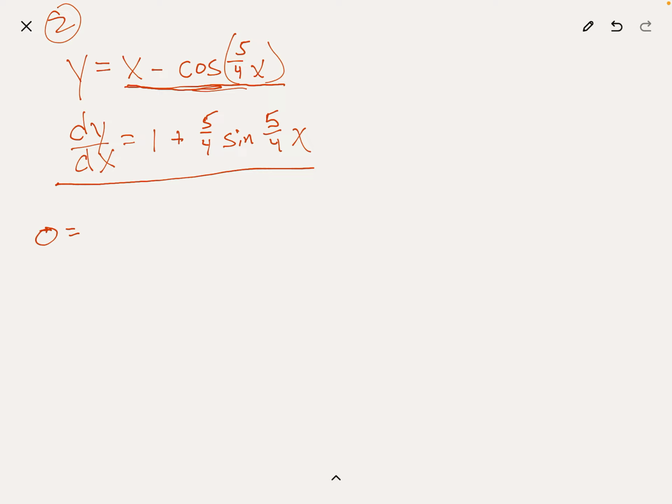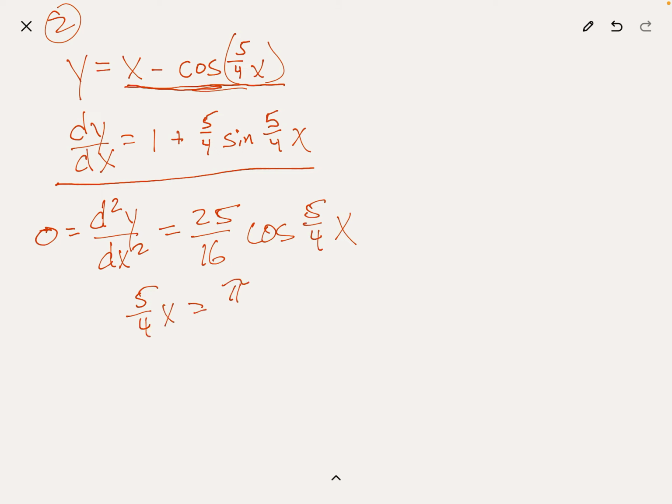So 0 equals d squared y/dx squared. And what is that? That's, again, skipping the intermediate steps, that turns out to be 25/16 cosine 5/4 x. And when does that equal 0? Well, it equals 0 when 5/4 x equals pi over 2.